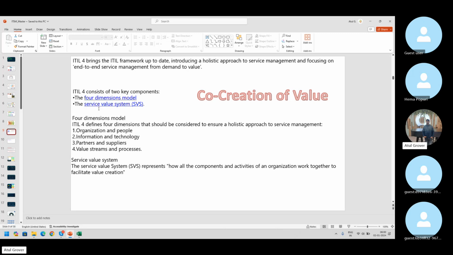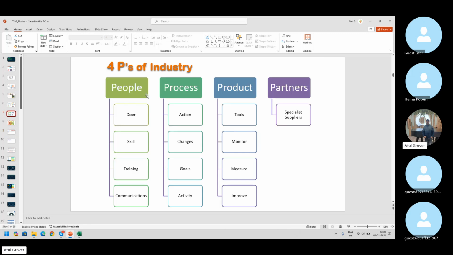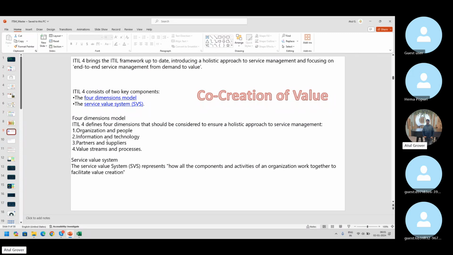ITIL says two things, two core components: the four-dimension model and the SVS. What is the four-dimension model here? These are the four dimensions. The same thing ITIL 4 rephrases. These four things ITIL 4 rephrases as organization and people, which is one part. First, people was there, organization was not there. Now they say people and organization need to work together.